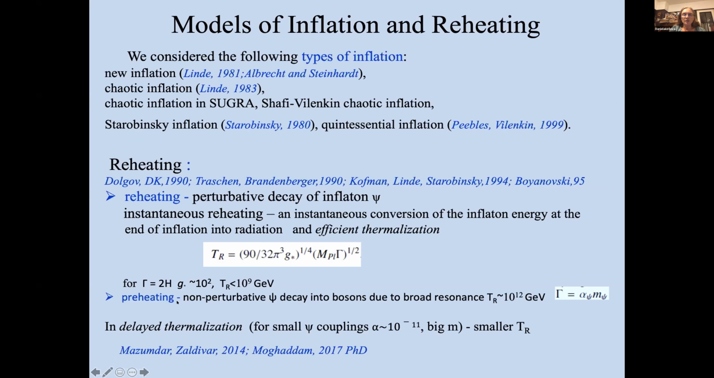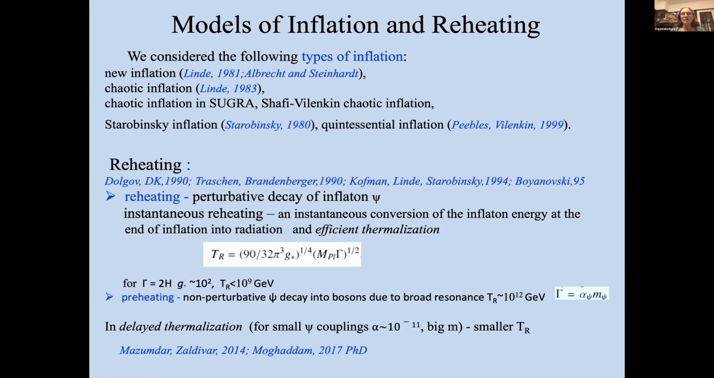Later, it was realized that actually non-perturbative decay of the inflaton into bosons due to broad resonance is possible. And this epoch is called preheating. Actually, it is the first thing which happens after inflation. And temperatures of reheating possible in that case are around 10 to the 12th GeV, also higher or lower, depending on which kind of thermalization is used, efficient thermalization or delayed thermalization, which is also possible. And in that case, smaller temperatures of reheating should be expected. More recent papers considering the type of thermalization can be found in these works of Mazumdar and Zaldivar.